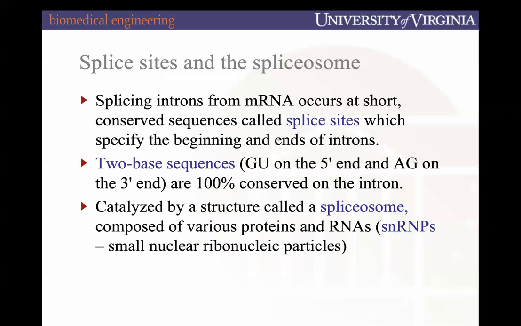These 2-base sequences cause the formation of the structure called the spliceosome, a combination of different proteins and RNAs. The structure of proteins and RNAs together we call small nuclear ribonucleic particles, or SNRPs. You might hear them called SNRP1, SNRP2, and such. What's important again to note is that we know the splice sites well, but we don't know a lot of the regulation that leads to different splice variants.